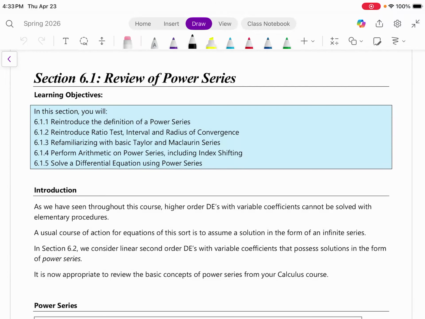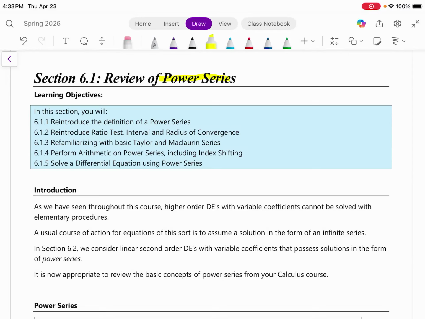In this section 6.1 video series, we're going to be learning or reviewing power series. We're going to go over some of the basics of power series so that we can apply it to solving differential equations, which we will learn in future material. But let's go ahead and look at the learning objectives for this review portion.